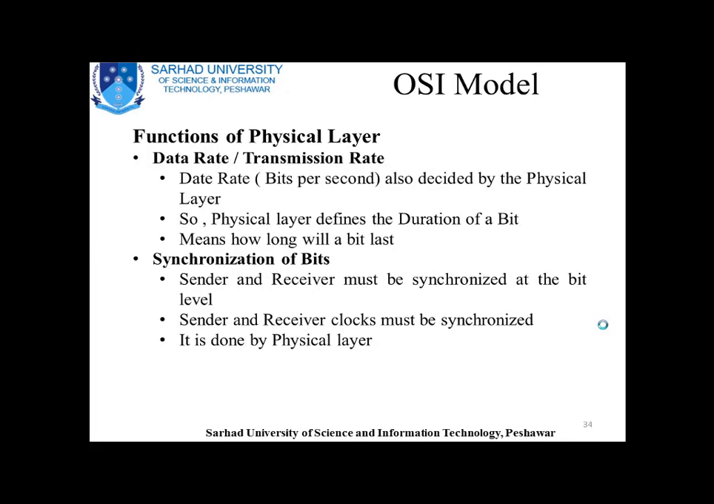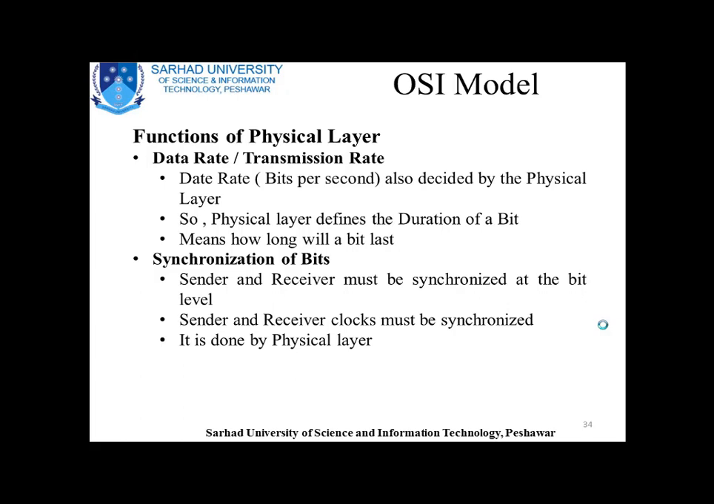It also manages the data rate and transmission rate. Data rate means the number of bits per second, and then there is the baud rate. If you are using an analog system, you might have heard about baud rate. Baud rate is the number of signals per second, and bit rate is the number of bits in that signal. So this is also managed by the physical layer.